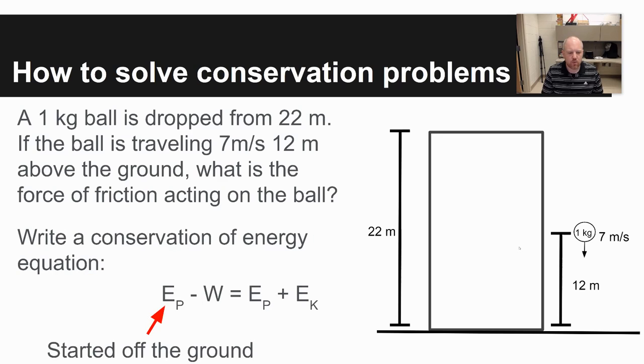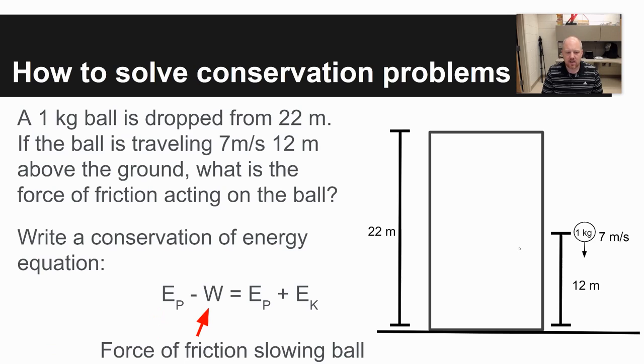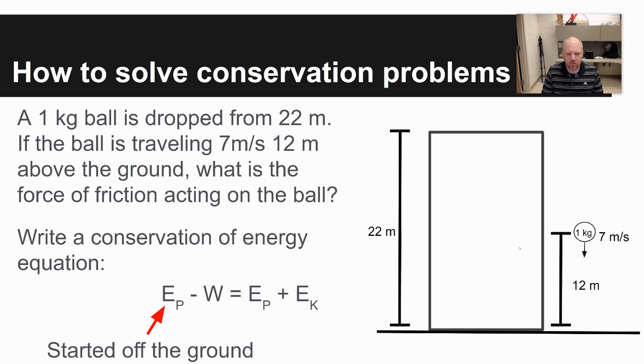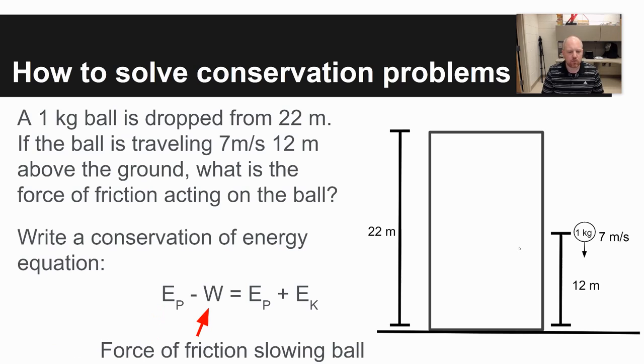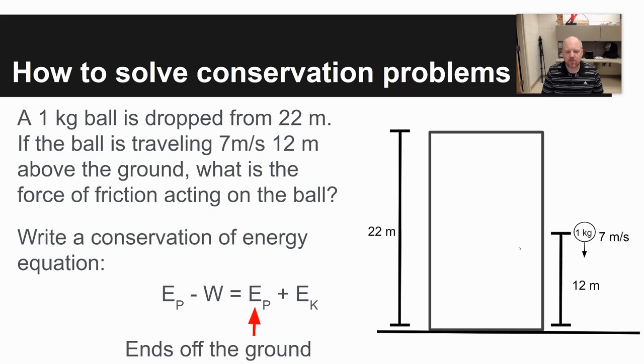And so what you need to do is you need to write a conservation of energy equation. This is the most difficult part, is you sort of have to write your own equation. And so what we have is potential energy, minus work, because you're being slowed down due to friction, equals potential energy plus kinetic energy. Why? Because again, you start with a ball off the ground. You're losing speed, is what we'll hopefully find, due to friction. You end up with a ball off the ground, and you end up with an object that's moving at the end of this scenario.